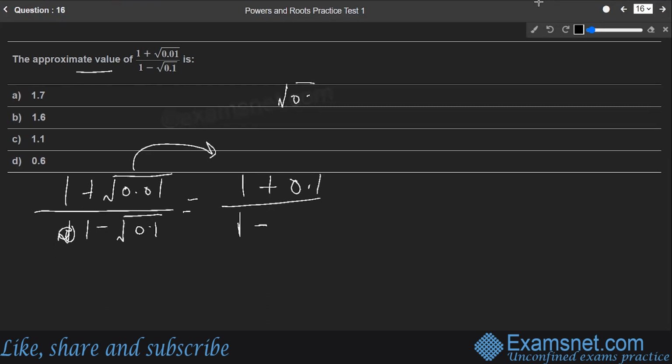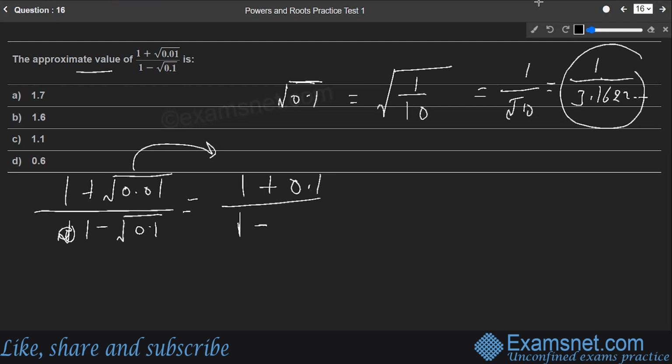Under root of 0.1 we are supposed to find out, which is nothing but under root of 1 by 10, which is nothing but 1 by root 10. And the root 10 value is going to be 3.1627 something something, so 1 over 3.1627. If we divide, we reach 0.316 something something.